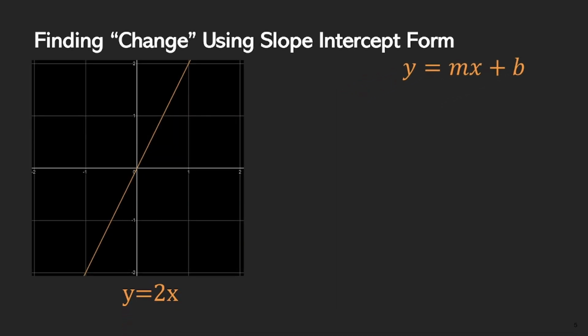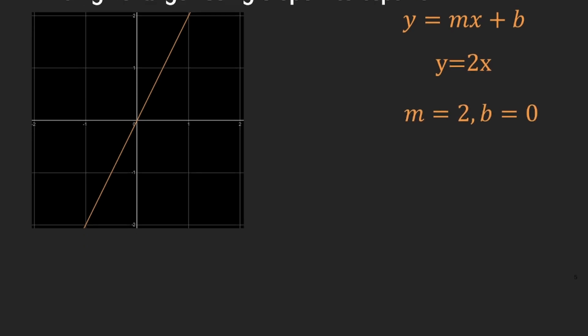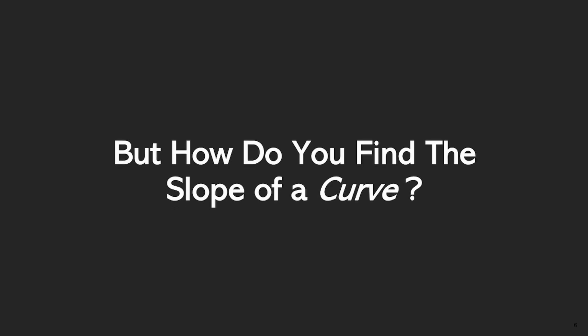And let's look at our graph of the linear function y equals 2x. And let's just compare that equation to y equals mx plus b. Just through observation alone and no calculations, we can clearly see that m is 2 and b is 0. And since m is our slope in this equation, we can conclude that the slope of that was 2.